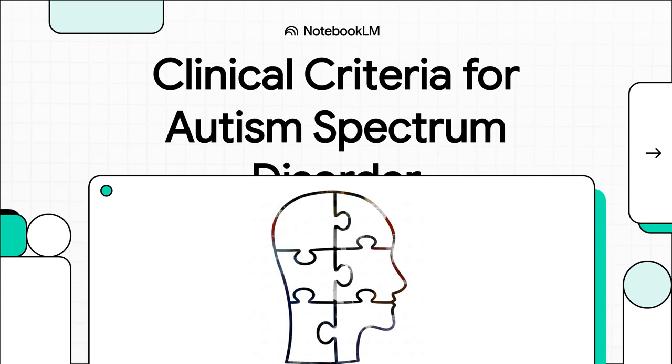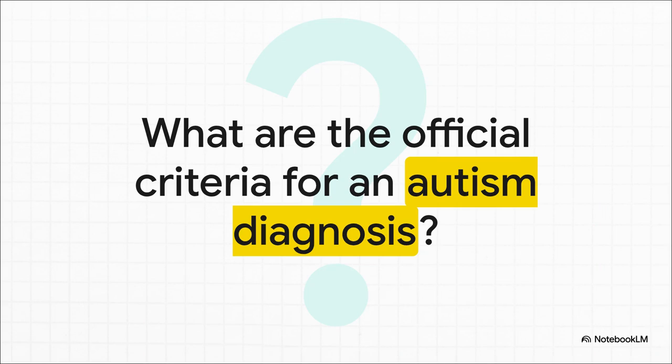Welcome to The Explainer. Today, we're going to pull back the curtain on autism spectrum disorder. We're moving past the label and digging into the specific clinical framework that doctors actually use to make a diagnosis. Let's demystify this. You know, we hear the word autism a lot, right? But how does a clinician actually go from observing someone to giving an official diagnosis?